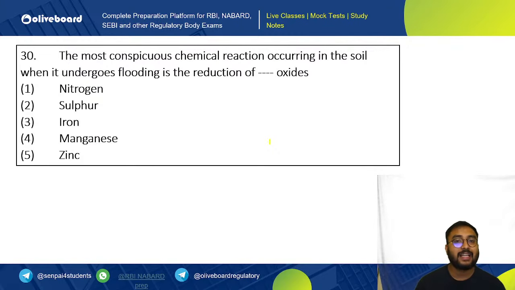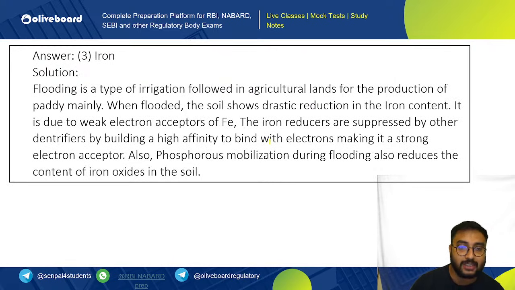Most conspicuous chemical reaction occurring in the soil when it undergoes flooding is reduction of what oxides? Nitrogen, sulfur, iron, manganese and zinc. Whenever water stagnant condition is there, flooding is there, at that time various compounds in your soil reduce the iron oxides. These compounds could be phosphorus mobilization or even other metallic compounds which bind the electrons and result in the reduction of iron oxide.